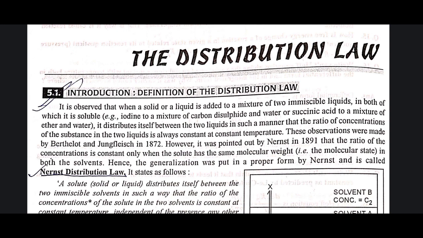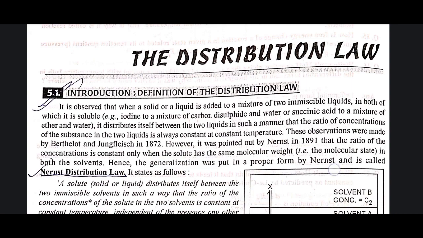These observations were made by Berthelot and Jungfleisch in 1872. However, it was pointed out by Nernst in 1891 that the ratio of the concentrations is constant only when the solute has the same molecular weight, that is, the same molecular state, in both the solvents. Hence the generalization was put in a proper form by Nernst and is called the Nernst distribution law.